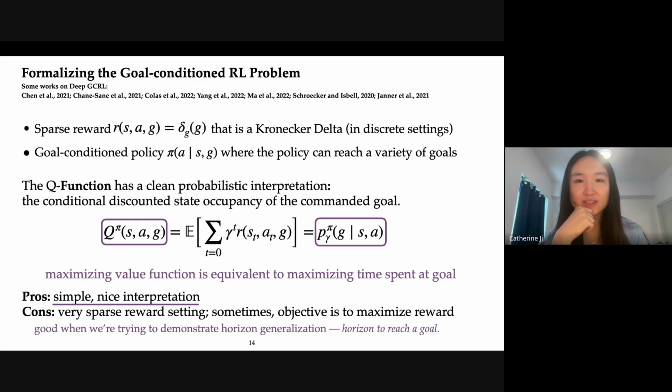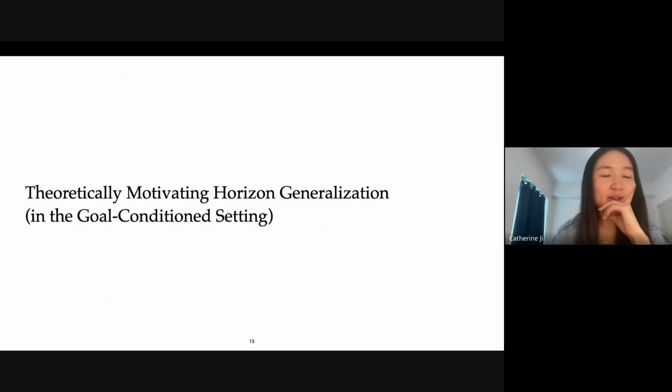Yeah, we can move ahead. Okay, great, fantastic. So now we're going to jump.